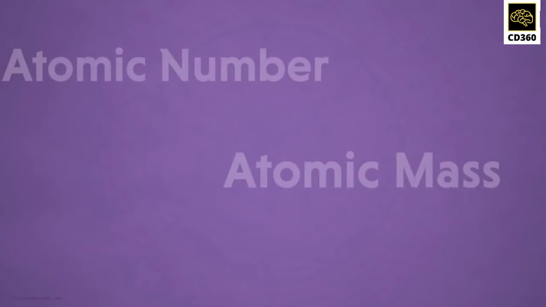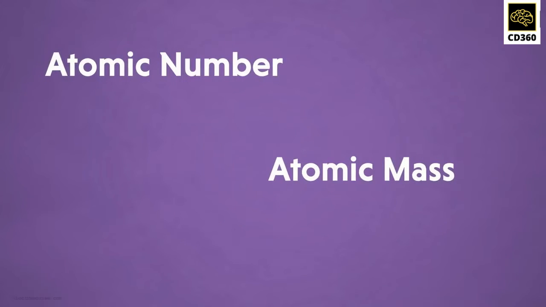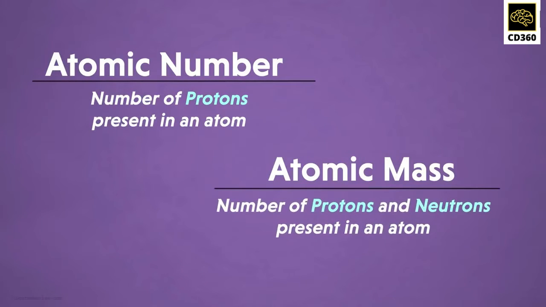Now we are aware of what exactly the concept of atomic number and atomic mass is. Atomic number is simply the number of protons present inside the nucleus of an atom, whereas the atomic mass is the number of protons and neutrons present in the atomic nucleus. So when we have to represent both these entities for an element, how do we write it?